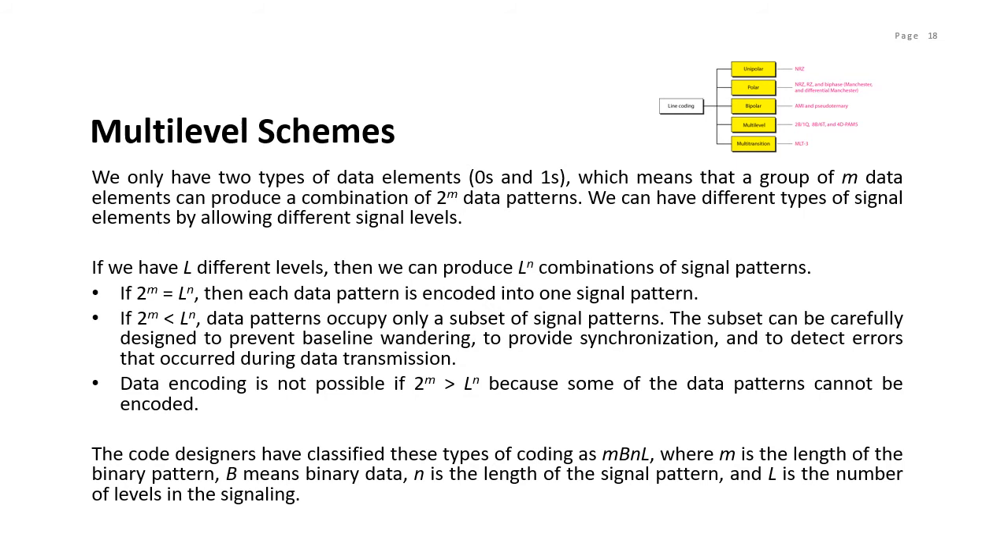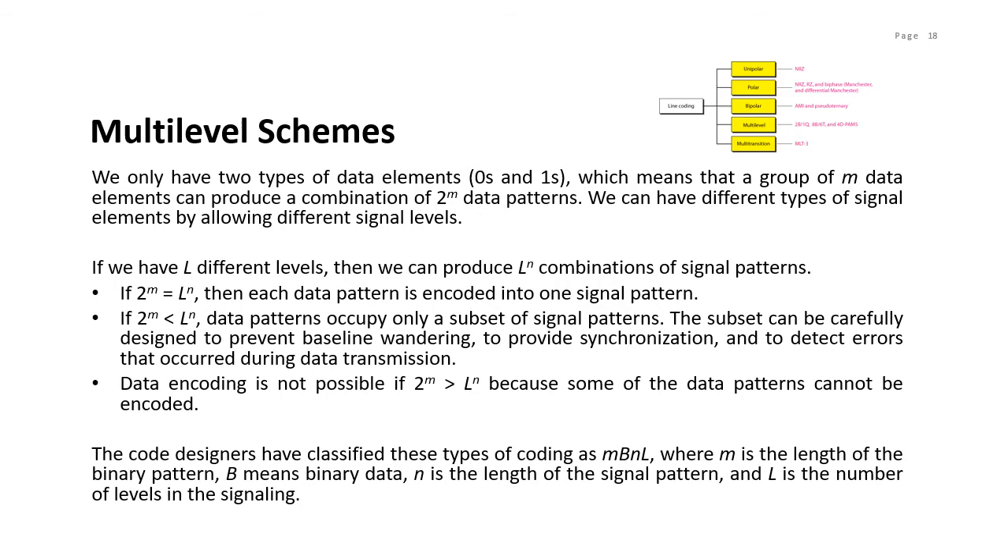Under data elements, we have 0s and 1s, so there are only two types, which means that a group of m data elements can produce a combination of 2 to the power of m data patterns. We can have different types of signal elements by allowing different signal levels. So if we have L different levels, we can introduce L to the power of n combinations of signal patterns. If 2 to the power of m equals L to the power of n, then each data pattern is encoded into one signal pattern.